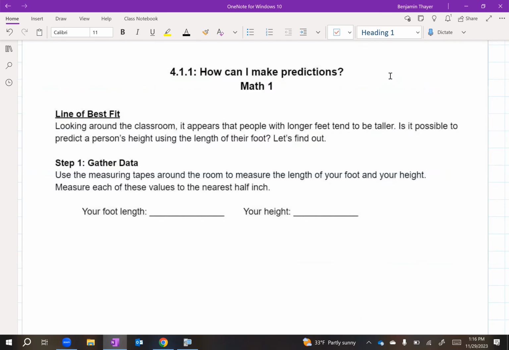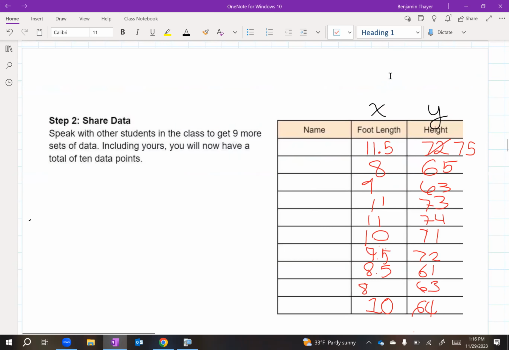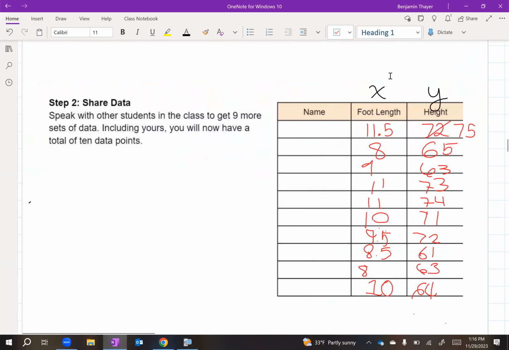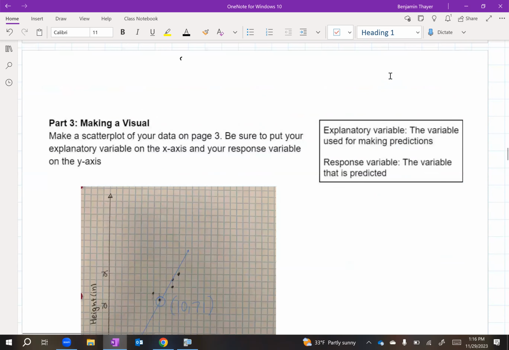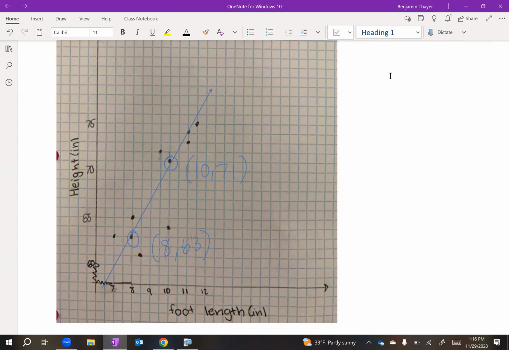So you measured your foot length and your height, and then you gathered some data from your peers. Now I'm going to use sample data. Remember, it's not yours. It should be somewhat similar, but you came up with your own line of best fit based off of your table. So here's a scatter plot we came up with. Notice the y-axis is the height in inches and the x-axis is the foot length in inches.